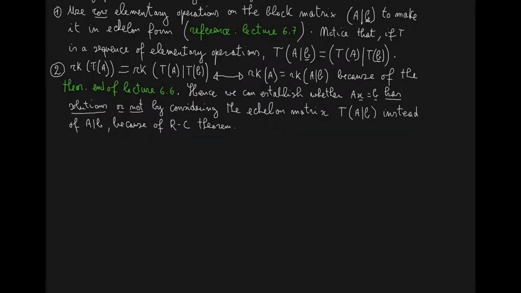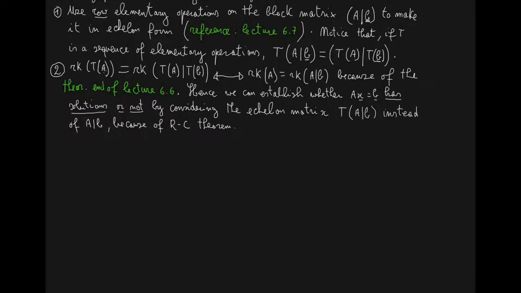So what is the advantage of checking the equality of the ranks of the matrices T of A and the block matrix T of A slash T of B instead of A and the block matrix A slash B? Because the transformed matrices T of A and T of A slash T of B are in row reduced echelon form. Therefore, they have plenty of zeros, and the rank of these matrices is absolutely obvious. We don't need to apply any algorithm. We can see it just by sight. It is totally evident.